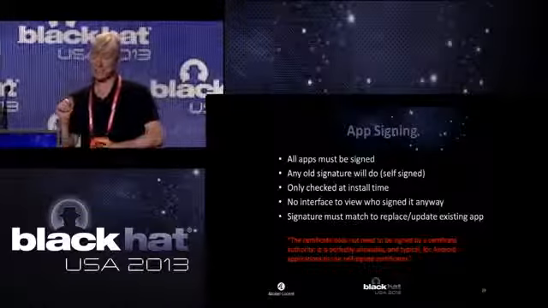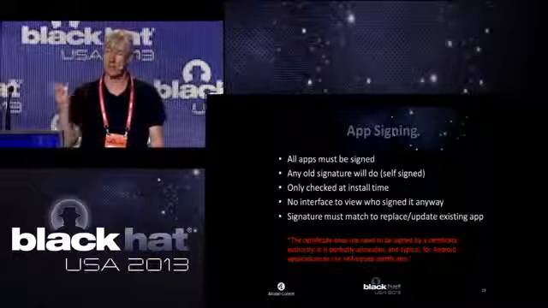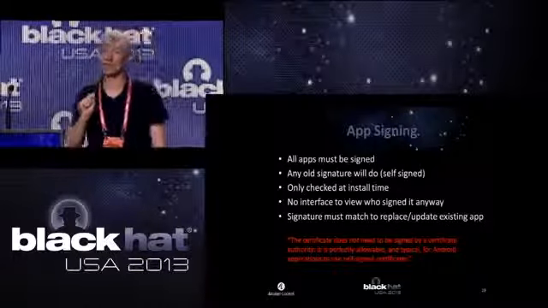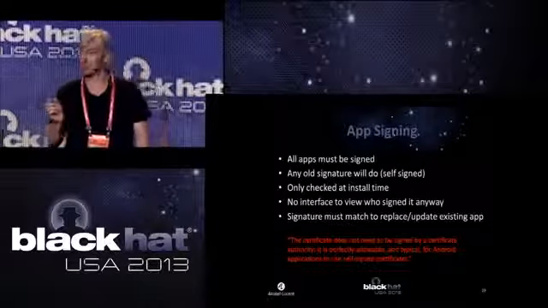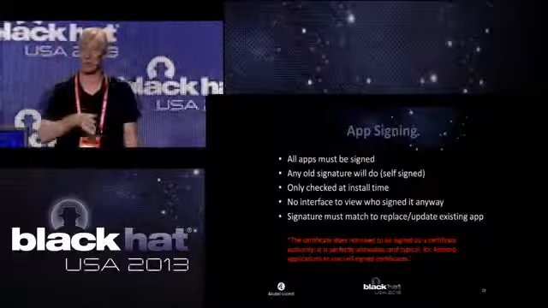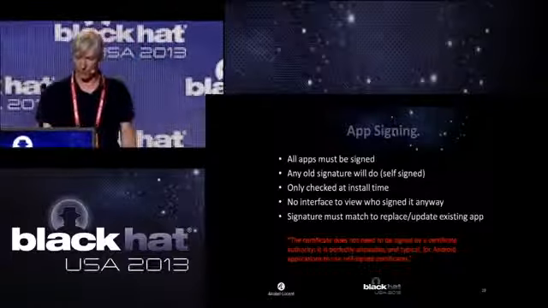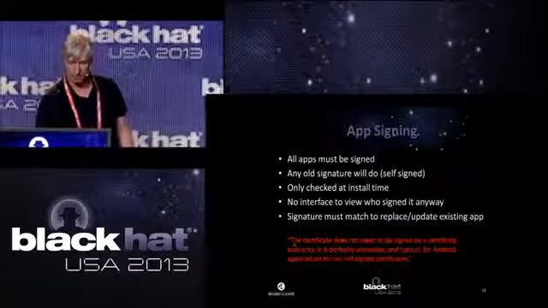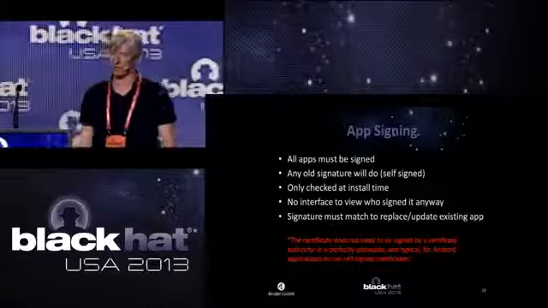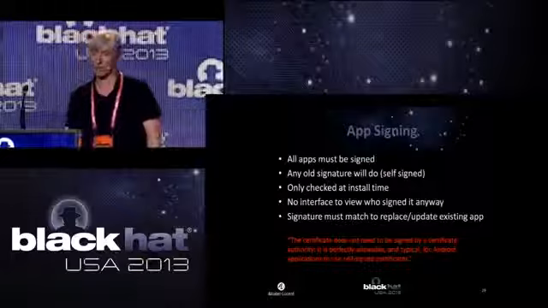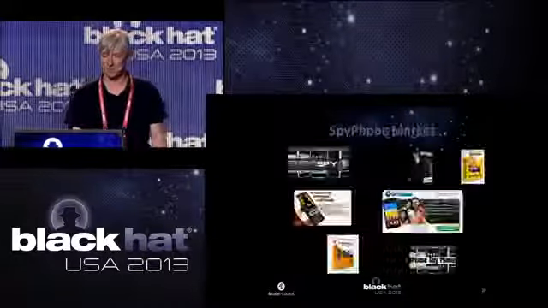Now, there are some things they did do. If I wanted to replace an application on the phone, the signatures have to match. So I couldn't replace an existing version of Angry Birds unless I changed the name. If I change the name, I'm not replacing it, I'm just putting a new application on there. From the Android developer site, this is what they say: the certificate does not need to be signed by a certificate authority. It's perfectly allowable. Typical Android applications use self-signed certificates.